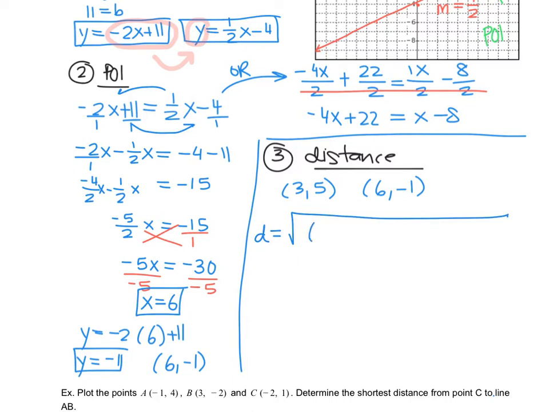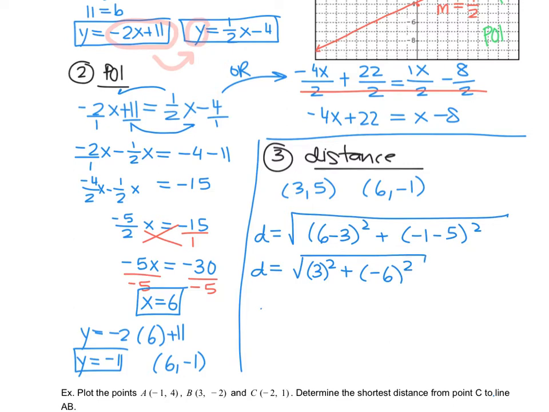So x2 minus x1 all squared plus y2 minus y1 all squared. And again, if you wanted to put the y's first, that's totally fine. And now we can clean up. 6 minus 3 is 3. And then I'm going to square that. Negative 1 minus 5 is negative 6. And I'm going to square that as well.